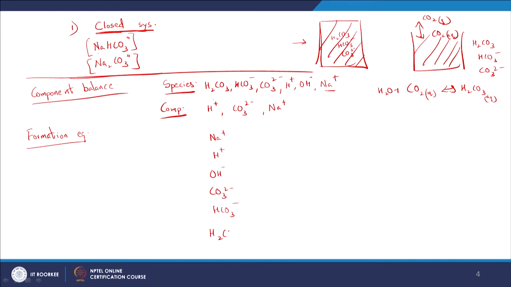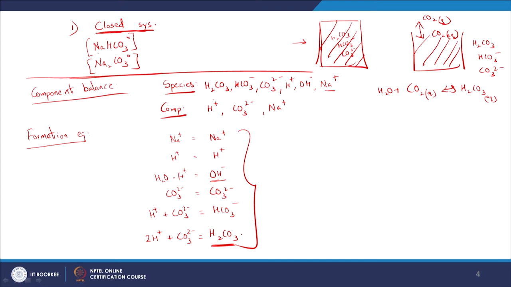I need one component of Na plus to form Na plus. I need one component of H plus to form H plus. I need a minus one component of H plus to form OH minus. I need one component of CO3 2 minus to form CO3 2 minus. I need one each of H and CO3 2 minus to form HCO3 minus. And similarly, I need two components of H and one component of CO3 2 minus to form H2CO3. So, I am done with the formation equations here.